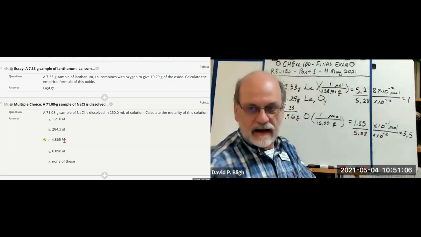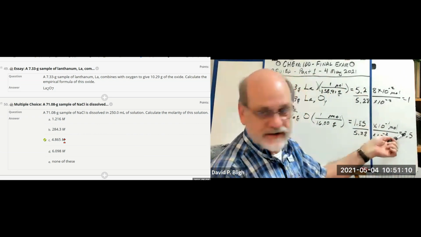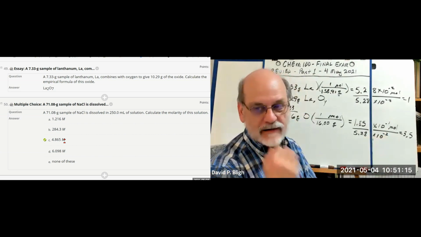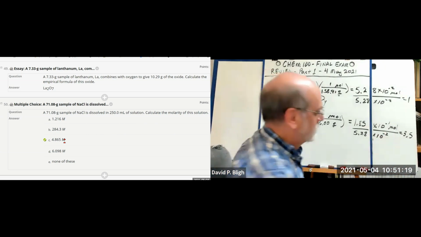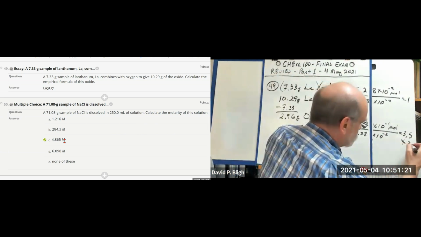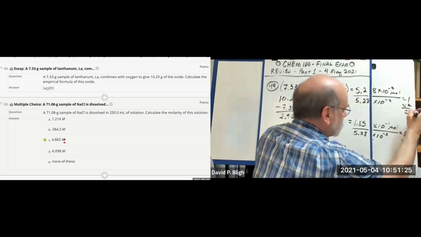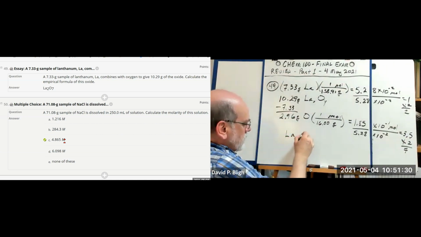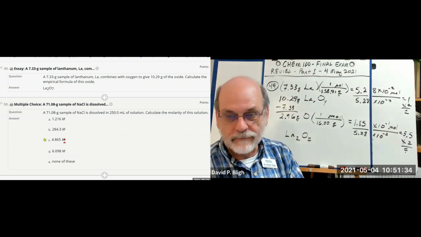Okay. So we have an easier ratio to deal with, but it's still not a whole number. So how would you make that into a whole number? Just multiply by 2, right? 2 times 3.5 is 7, correct? Times 2 equals 7. Times 2 equals 2. So the ratio is lanthanum to oxygen 7, 2. Okay?